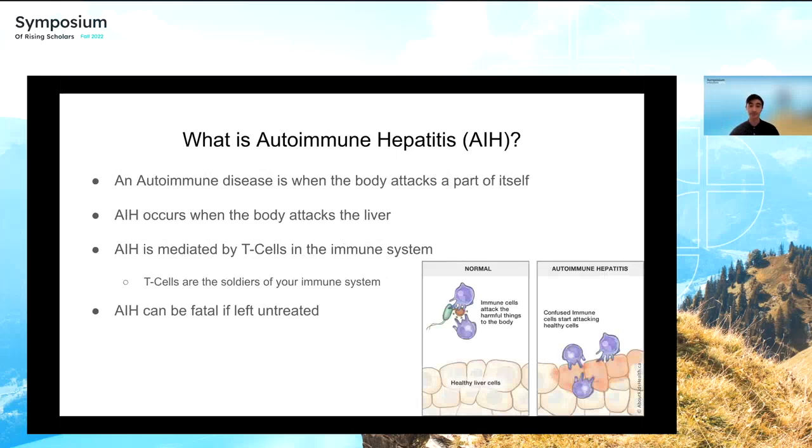Well, to start with, we have to discuss what an autoimmune disease is. An autoimmune disease, very simply, is just when the body attacks a part of itself. AIH is when this happens in the liver. And AIH is mediated by T cells in the immune system. T cells, for those that don't know, are just the soldiers of your immune system. They help fight off invaders. But it's good to know that AIH can be fatal if left untreated, so it's really not a joke.